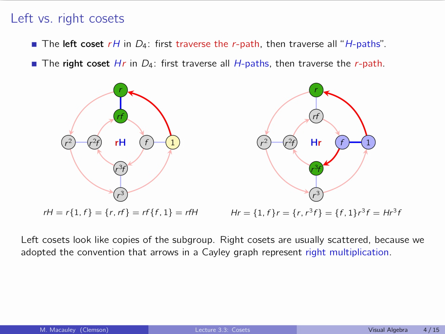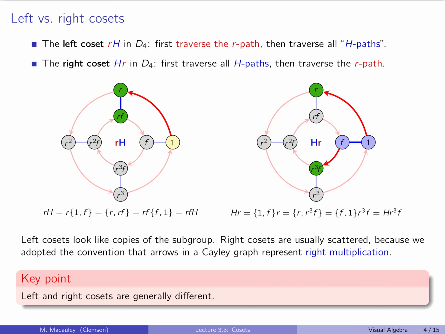Note that left cosets look like copies of the subgroup scattered throughout the diagram, whereas right cosets are usually scattered, because we've adopted the convention that arrows in a Cayley graph represent right multiplication. In other words, we are reading from left to right. If we had done the opposite and read from right to left, then it would have been the right cosets that look like copies of the subgroup and the left cosets that don't. A key point is left and right cosets are generally different, and that's going to be important going forward.